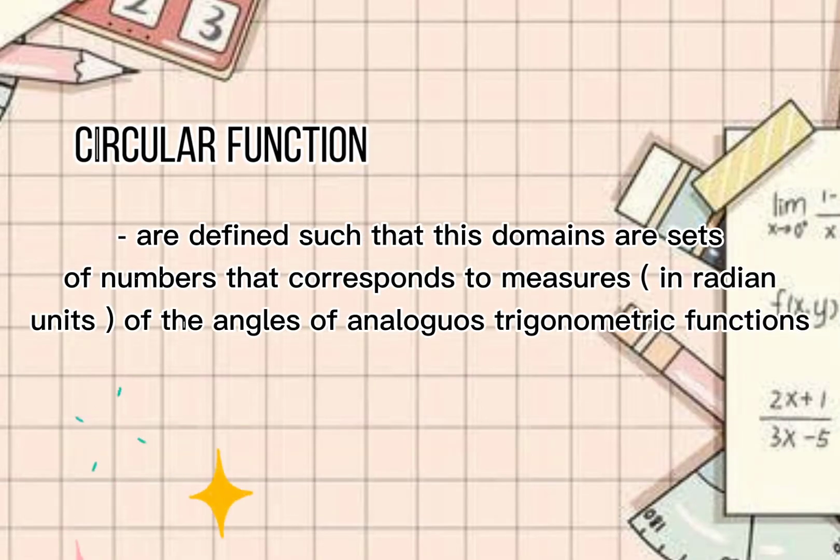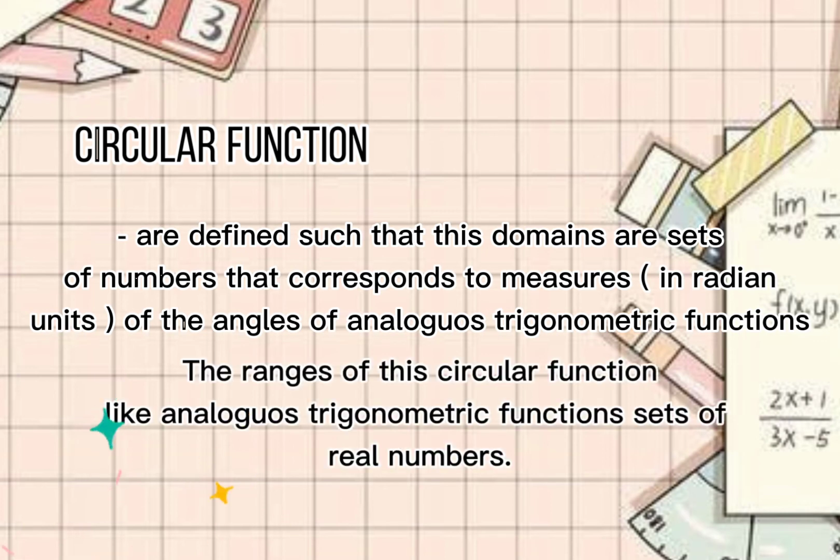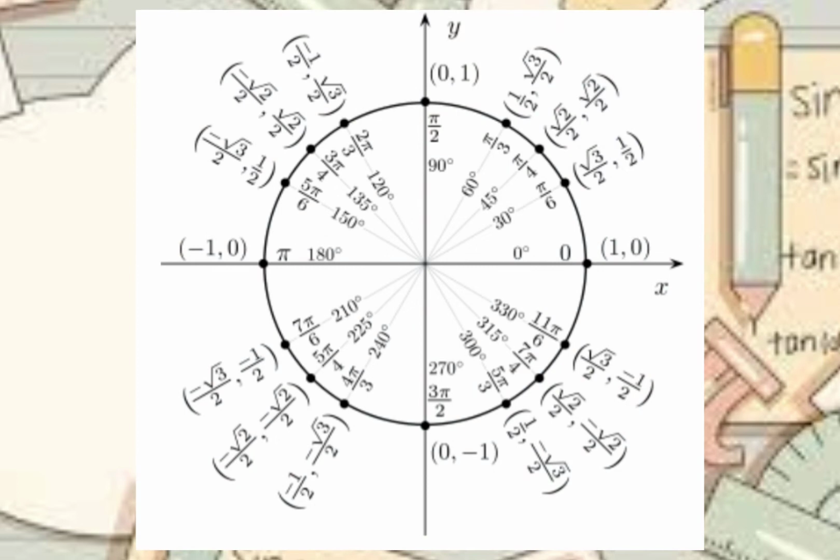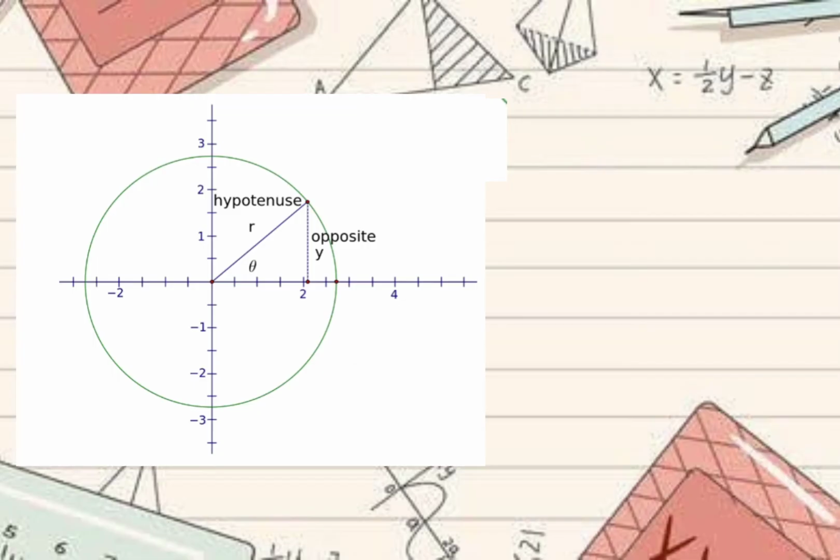Circular functions are defined such that their domains are sets of numbers that correspond to measures in radian units of the angles of analogous trigonometric functions. The ranges of the circular functions, like analogous trigonometric functions, are sets of real numbers. These functions are called circular functions because radian measures of angles are determined by the length of arcs of circles.